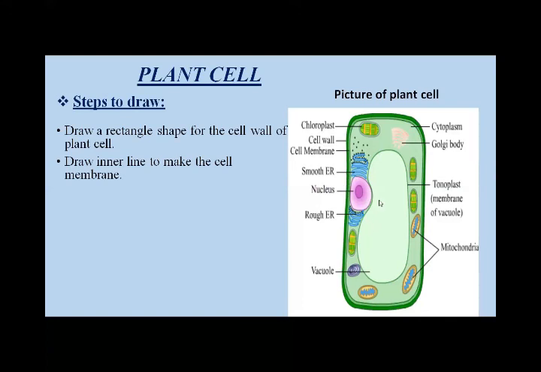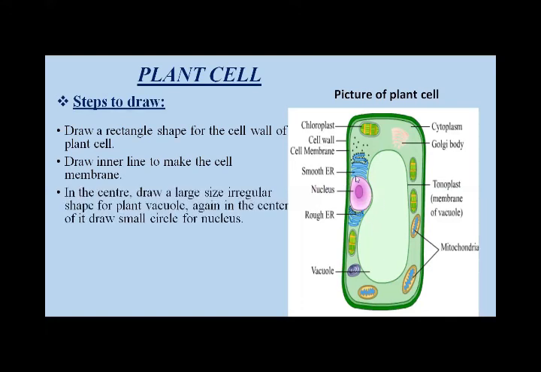And then in the center, draw a large size vacuole. This is the center of the cell, and we draw a large size vacuole. Okay, and then draw a small circle. This is the small circle, and the small circle is called the nucleus. It is near the cell membrane or cell wall.